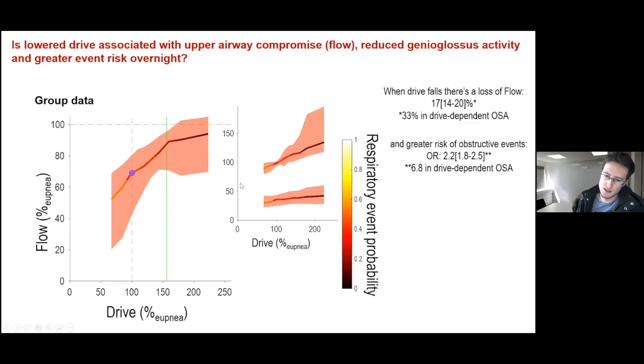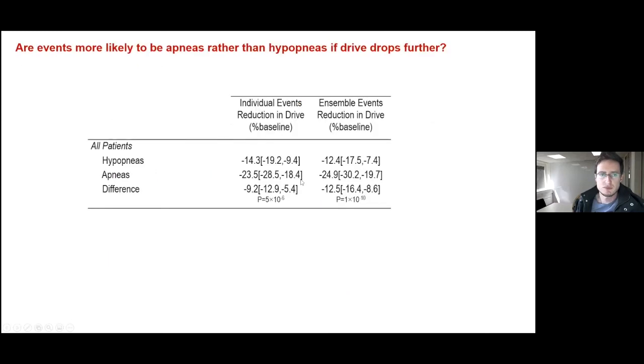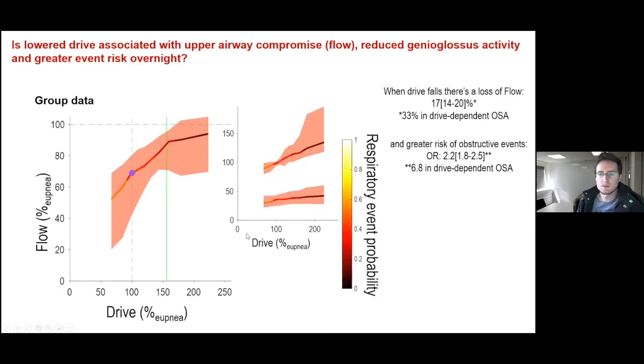And this is the genioglossus muscle activity. I think I lost a label there, but it shows the same idea, that genioglossus activity also falls in the average person as drive goes down. And this is reasonably well established in experimental studies, but not as clear looking at every breath across the night. So we're now comfortable that lower drive does seem to be associated with lower flow, lower genioglossus activity, and greater event risk in the night.